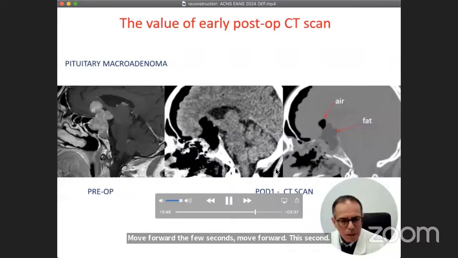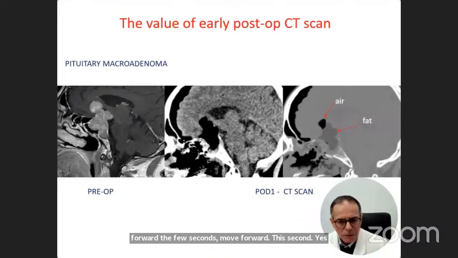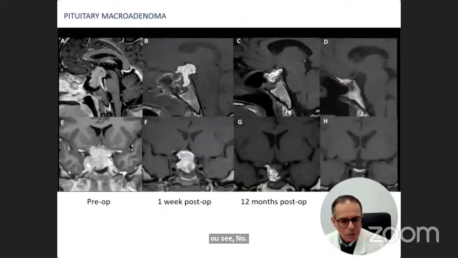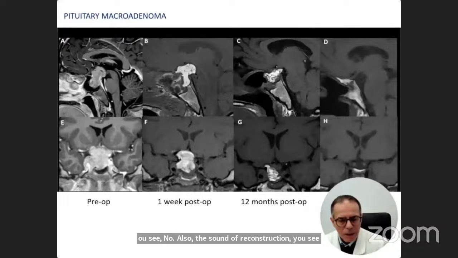Yes. You see, on early post-op CT scan, we can distinguish the fat from the air. It is important to know. Also, with some reconstruction, you see over the months how this fat becomes resorbable.